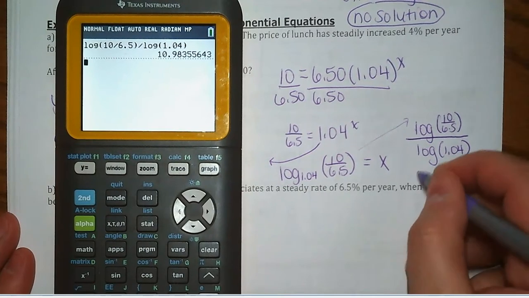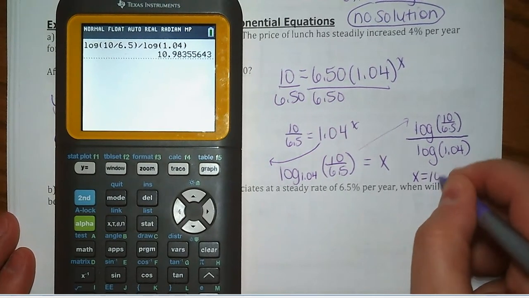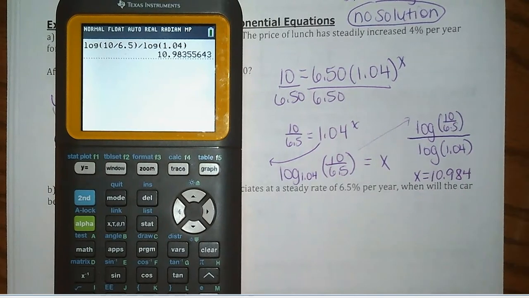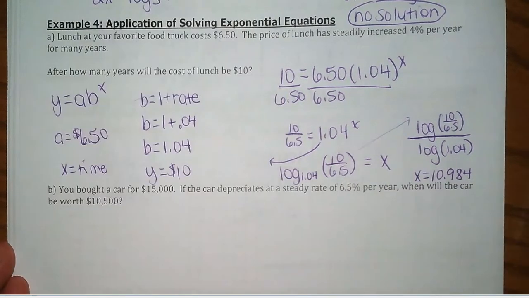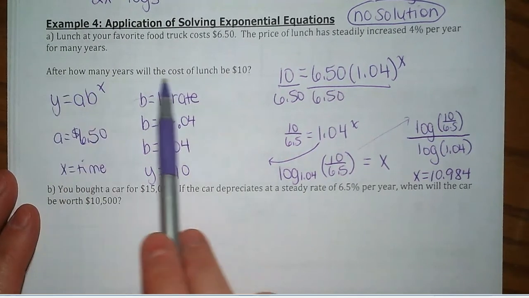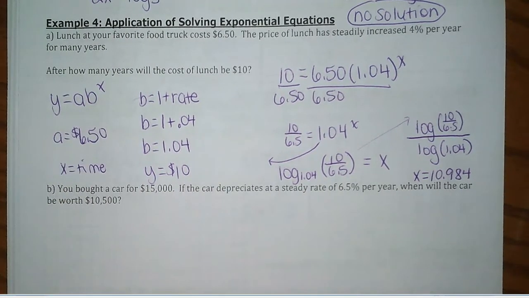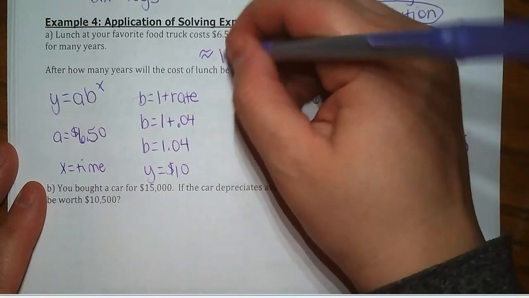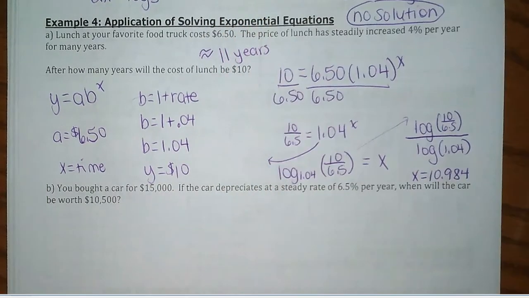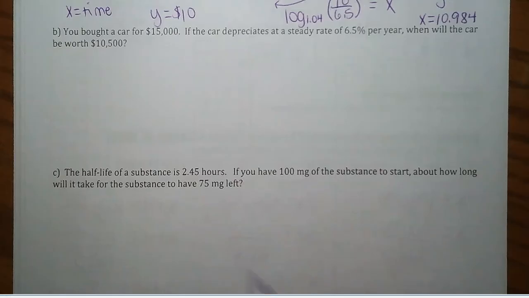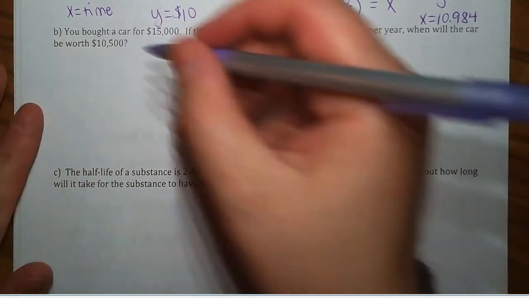And I'm going to get x is about 10.984 if I continue with my rounding to the nearest thousandth. So I'm just going to go back and read the question here. It says, after how many years will the cost be $10? I would say that's really close to 11. So I'm going to say it's going to take 11 years for that 4% increase to raise that lunch price to be $10.